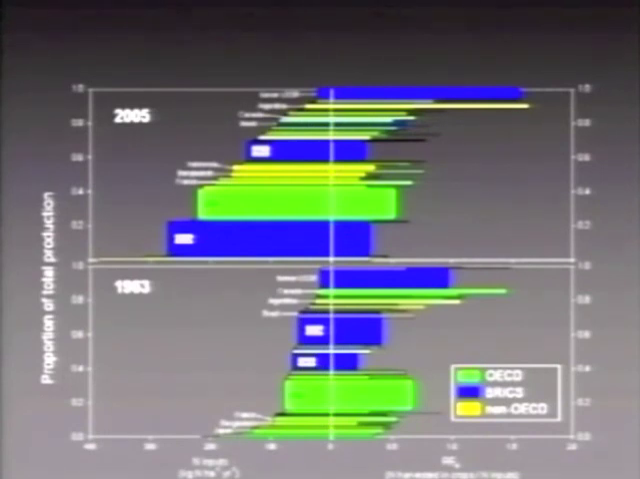So the countries here at the bottom have high fertilization rates. The countries at the top have low fertilization rates, and that's on this part of this axis. And here is the efficiency in terms of recovery of nitrogen in grain divided by the nitrogen inputs. And you can see that moving from 1963 to 2005, as the previous figure showed, fertilizer inputs have grown. The distribution of the big producers has grown.